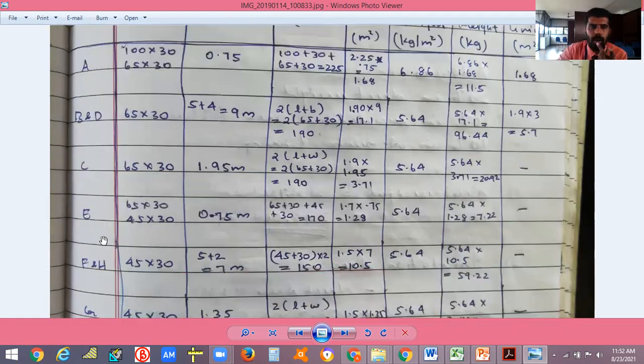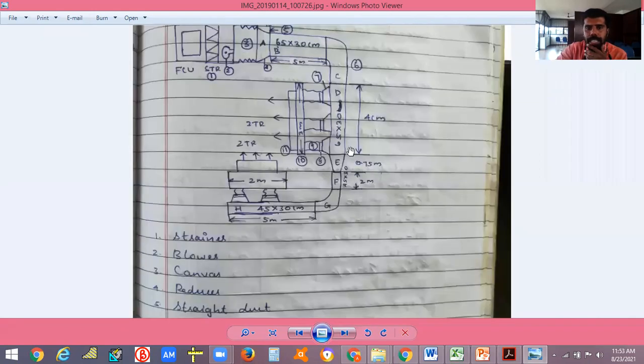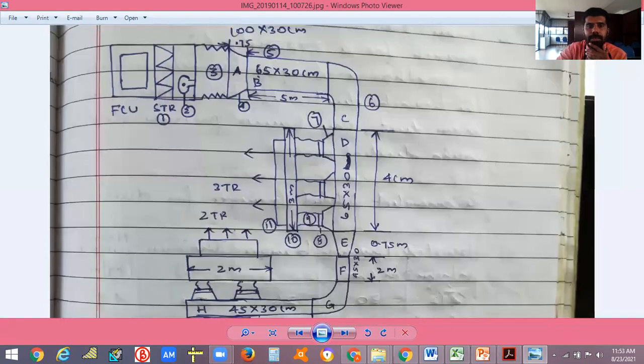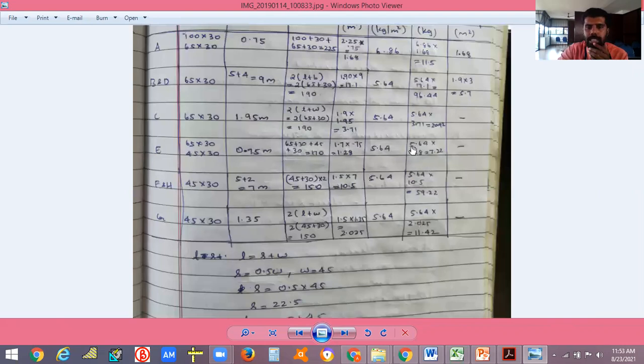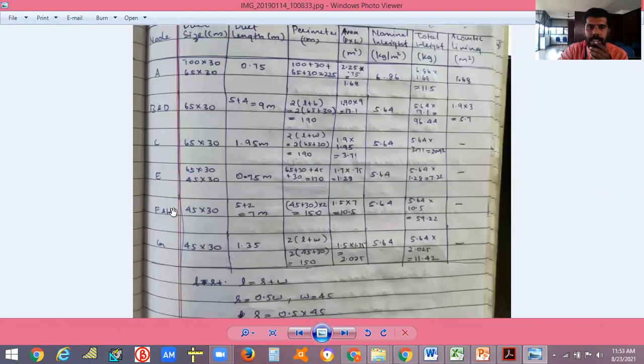The same way, what is E? What is E and F? What is E? Not E, it is the reducer. So do the same step as that of A. Okay, do the same step as that of A. So you'll be getting the answer like this. What is F and H?